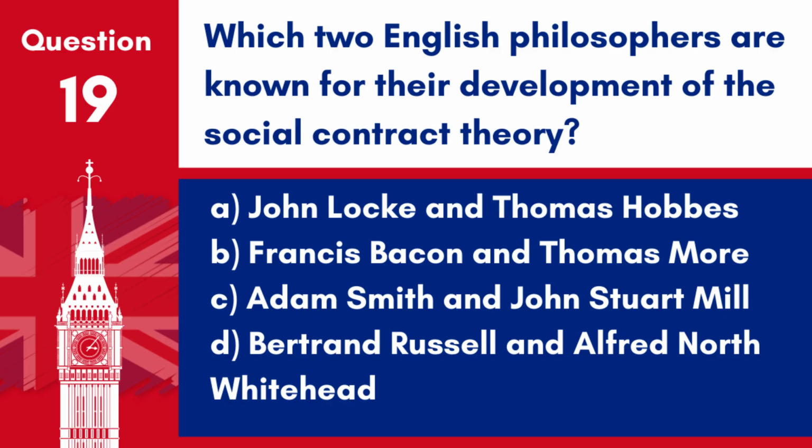Question 19. Which two English philosophers are known for their development of the social contract theory? A. John Locke and Thomas Hobbes. B. Francis Bacon and Thomas More. C. Adam Smith and John Stuart Mill. D. Bertrand Russell and Alfred North Whitehead. Answer: A. John Locke and Thomas Hobbes. Both were pivotal in developing the social contract theory, which framed the legitimacy of the authority of the state over the individual.